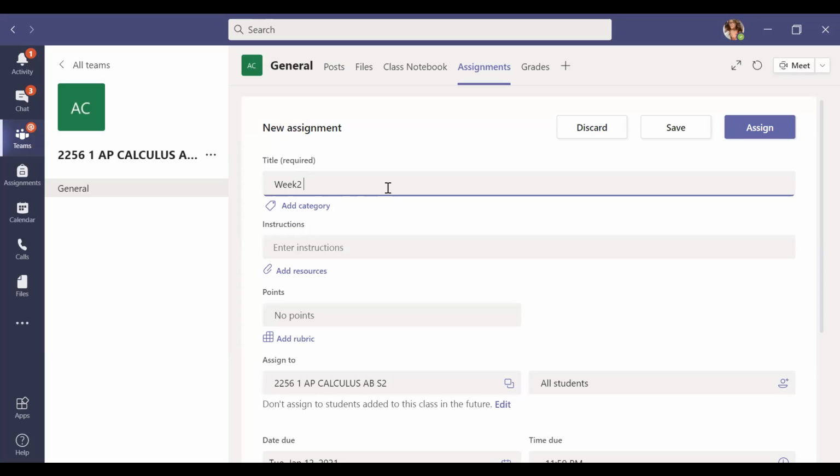So Week 2, Tuesday. And today, Calculus AB Semester 2, calculating. I should put techniques to calculate area under a curve.